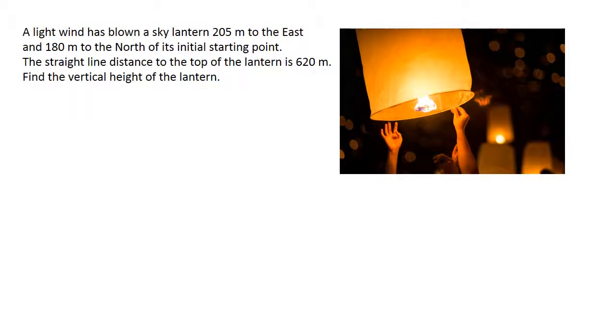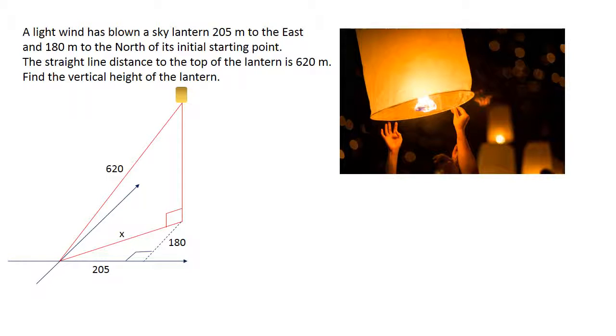A light wind has blown a sky lantern 205 metres to the east and 180 metres to the north of its initial starting point. The straight line distance to the top of the lantern is 620 metres. We need to find the vertical height of the lantern. The first thing is to draw up a diagram. Now when we do this, we make our base plane oblique, so one line is pointing to the north and the other is pointing to the east. Put our other bits and pieces in.